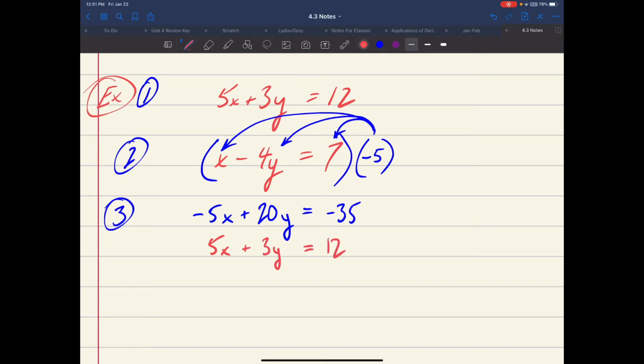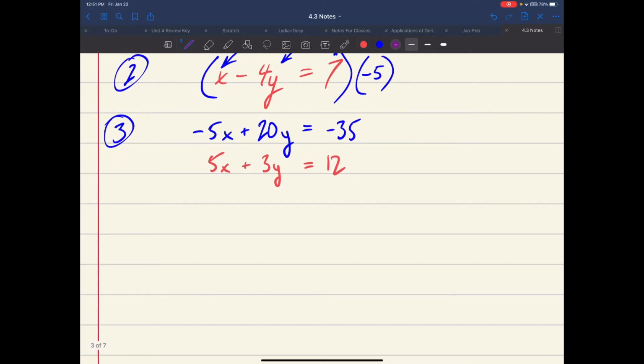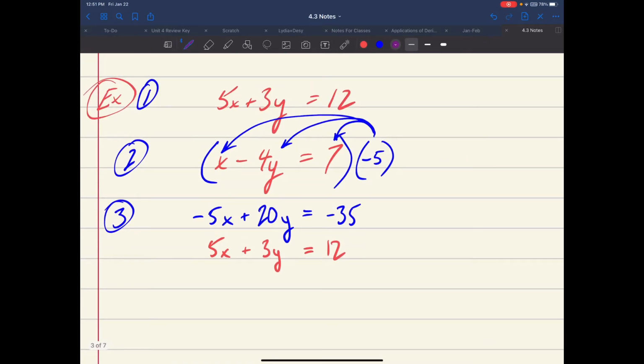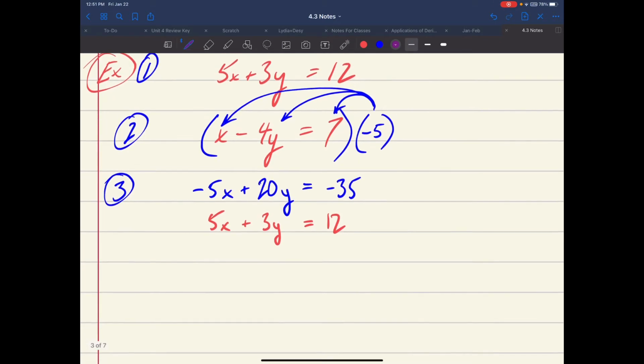Okay, so now if I just add the columns, the x column will eliminate. So now I'm working with these two equations, the first one and my modified second one, which is equation 3. So now I can add these two. Negative 5x plus 5x is 0. Perfect. 20y plus 3y is 23y. And then negative 35 plus 12 would be negative 23.